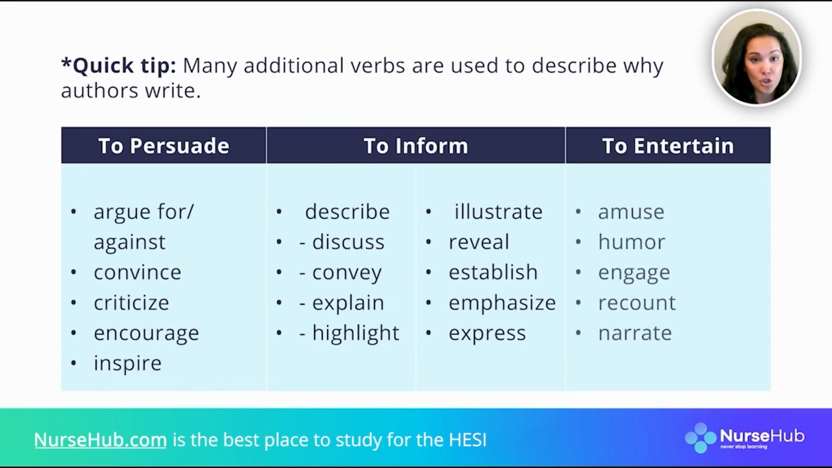Okay, so there are additional verbs that you can really be on the lookout for to describe why authors write. And again, you see a chart on your screen. It starts with persuade, then inform, then entertain. So go ahead and take a second to read through each list so that you know which words to pay attention to identify author's purpose.